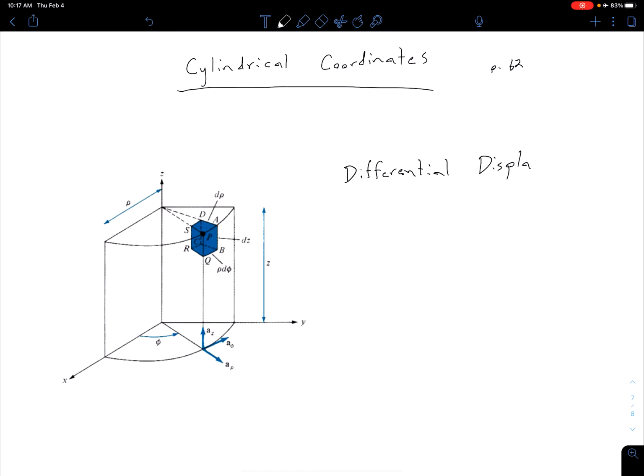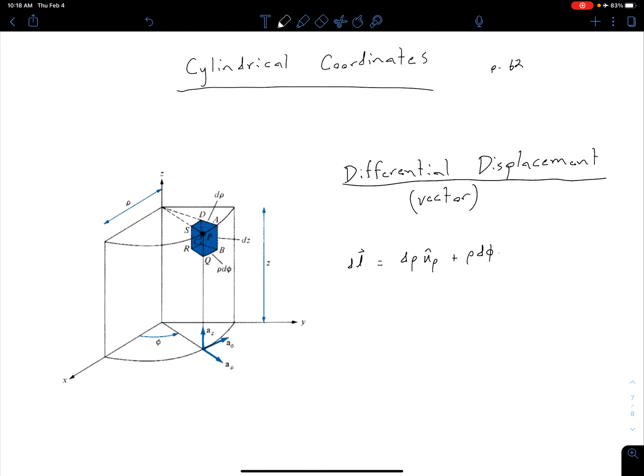So differential displacement. Again, this is a vector quantity. We're going to define that as dl is equal to, so now in our rho direction, we're talking about this as we go from S to P, for example. What we have is d rho in our rho direction, so simple enough. Now in our phi direction, as we're going from P to A along this arc, we can use trigonometry or geometry to figure out that that should be rho d phi in our phi direction.